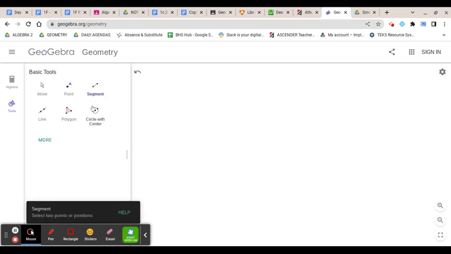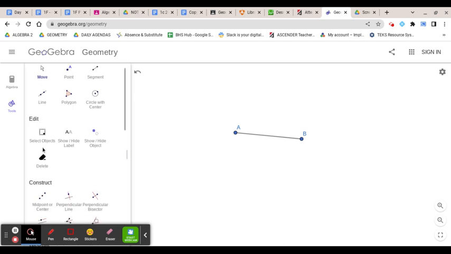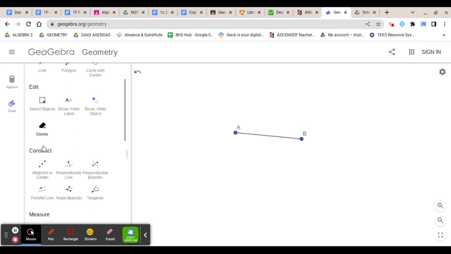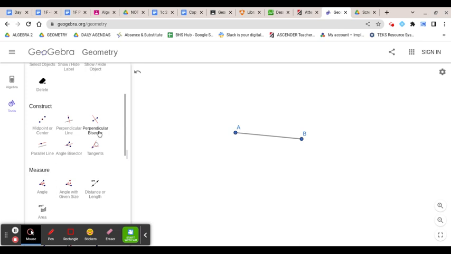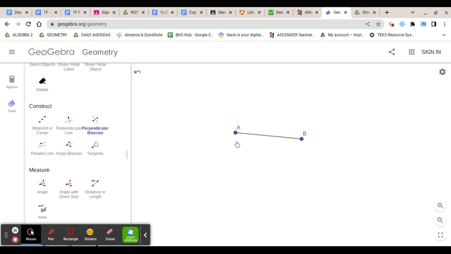So I'm going to hit this segment button right here. Okay. And just click, make a segment AB. All right. Now what's cool on this is if we go to more tools, we can find a perpendicular bisector. So we click perpendicular bisector, and now we want to perpendicularly bisect AB, so I'm going to click A and B. And this line right here is a perpendicular bisector through that.